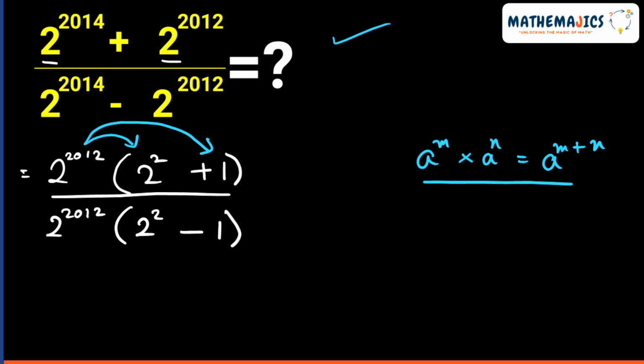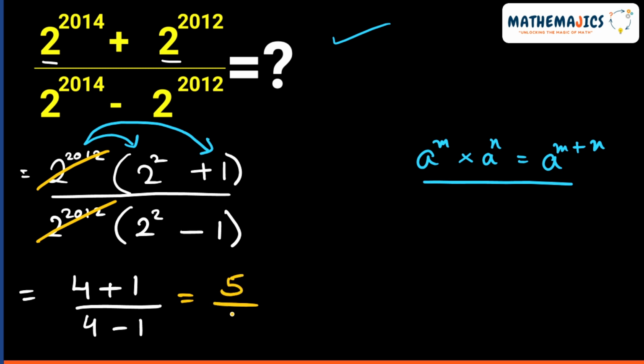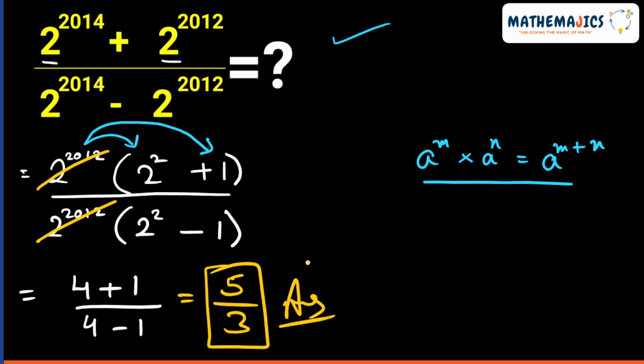Now, after this, things are quite easy. We can clearly see that 2 raised to power 2012 will cancel out, and we will be left with this. This will be 4, 2 raised to power 2 is 4, plus 1, 2 raised to power 2 is 4, and minus 1. That means our final answer will be 5 upon 3. This will be our final answer. Though the question looks very difficult, it is quite easy, right?